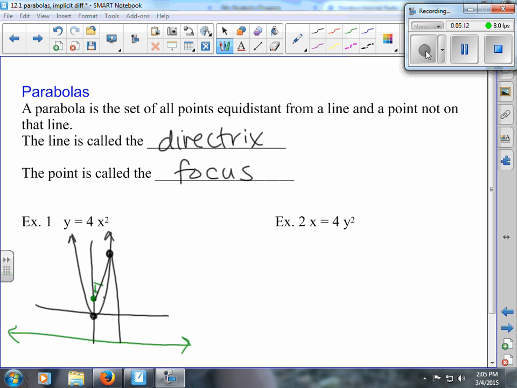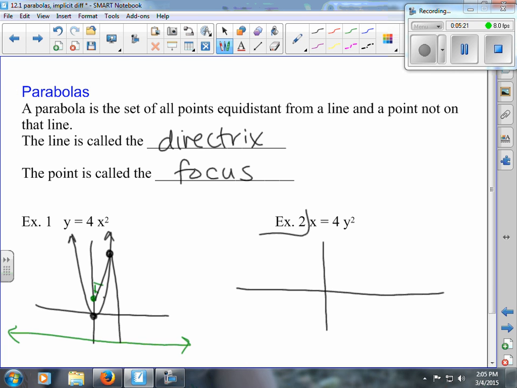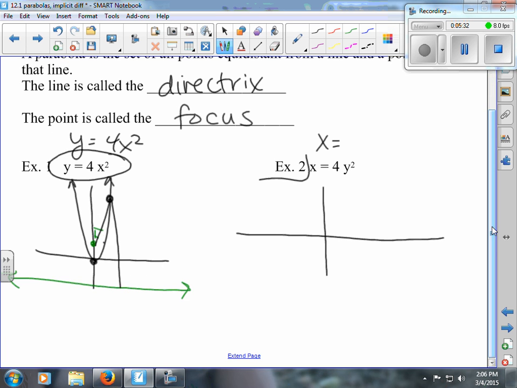Okay, so in example 2 here, I have x equals 4y squared, and this is a parabola that, notice this is different. So here I have y equals 4x squared, and so y is a function of x. But over here in example 2, I've switched x and y. And the way that we can graph this is you can just switch all of the x and y coordinates. So (0, 0) would switch to (0, 0). And this point here, which was (1, 4), will switch to (4, 1).